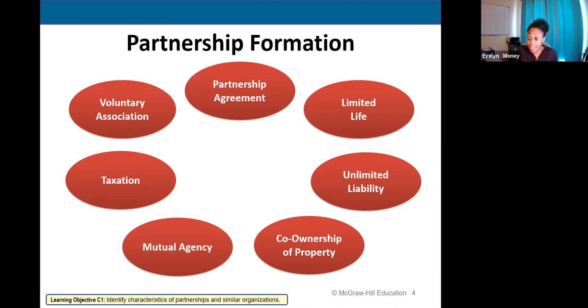There may be some partners that are silent partners in that they only contribute money, but they don't have a lot of say in the day-to-day operations. All of that information is hammered out in that partnership agreement.